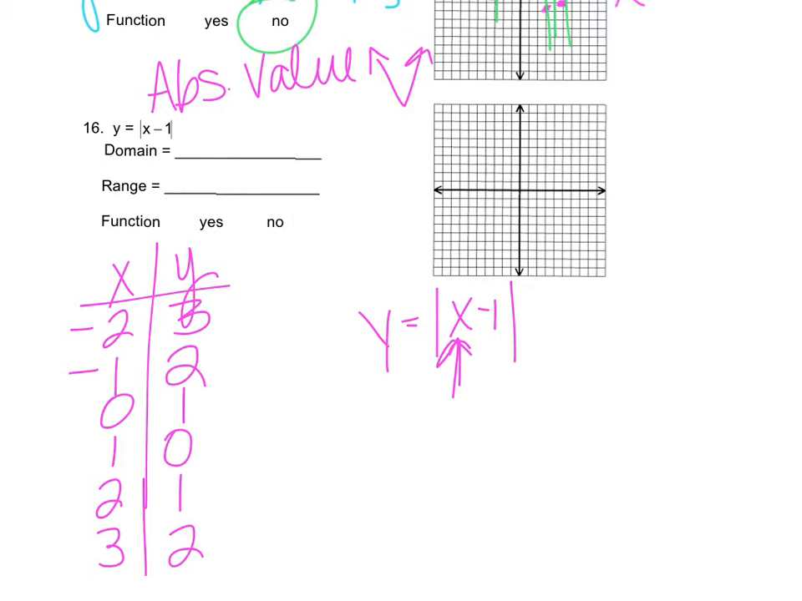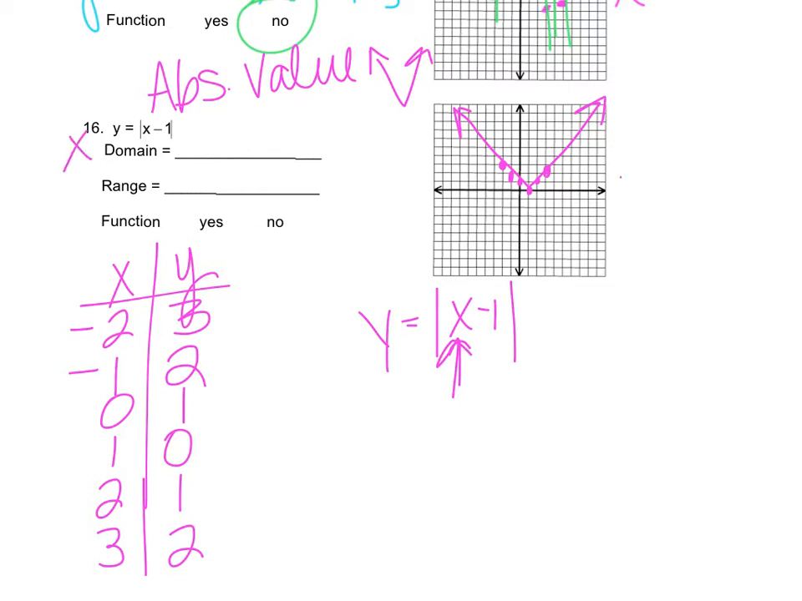So those are some points that we're going to plot, so that we know what the graph looks like. -2, 3. -1, 2. 0, 1. 1, 0. 2, 1. 3, 2. And we could keep going. So when you connect them, draw arrows. So notice we do have a V.